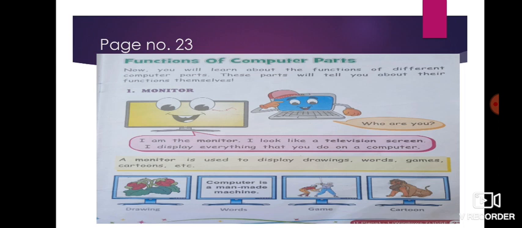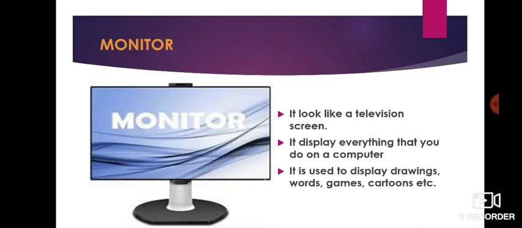First is the monitor. Can you see the picture of the monitor in your books? It looks like a television screen. Like your television screen at home, the monitor looks like that. It displays everything you do on a computer. Whatever you do on the computer, the monitor shows you. It is used to display drawings, words, games, cartoons, etc.